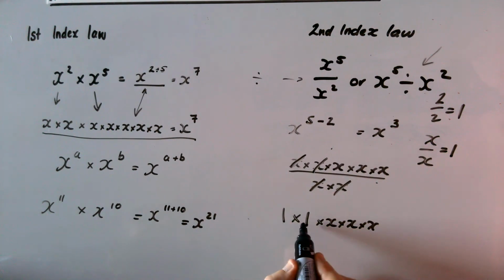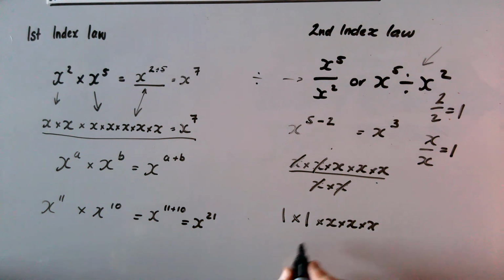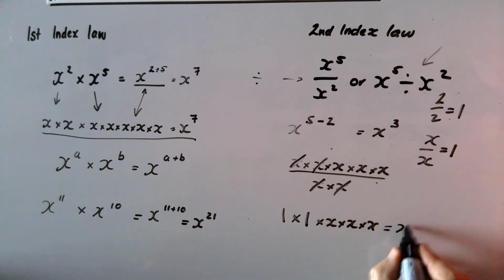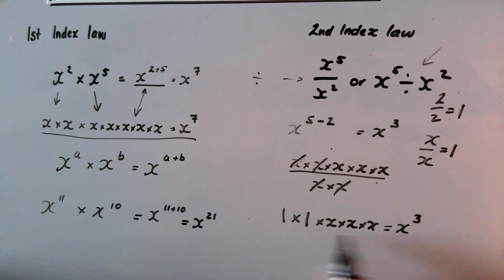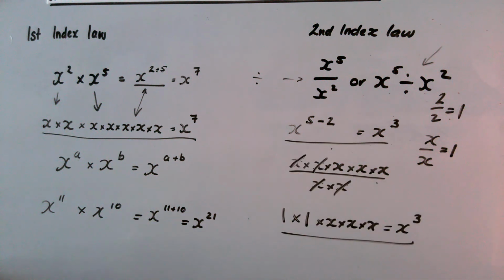So 1 times 1 is 1. 1 times x is x. X times x times x, however, I can write as x to the power of 3, or x times by itself 3 times. And we can notice now, we can see how this rule is actually occurring.